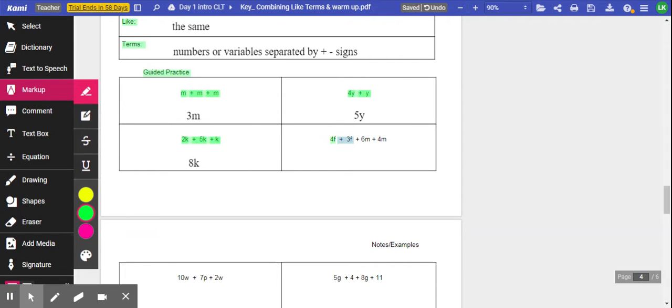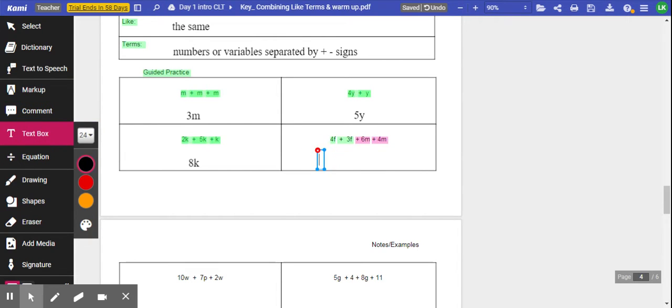Just going to leave it for now. That's another like term. And these ones are M. So those are different letters, so I can't use the same color. I'm going to use this one here. All right, that's a 3rd term and a 4th term. So the only ones I can combine are the ones that have the same variable.